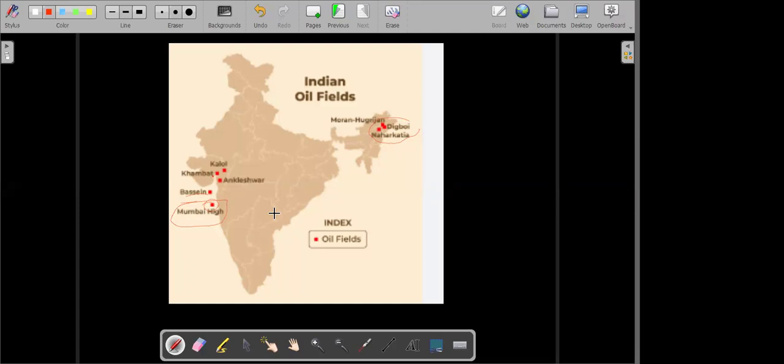In the same way, in India, only these are the regions where we find the oil fields. But oil refineries are located all over India, so you'll try to locate as many oil refineries as possible.